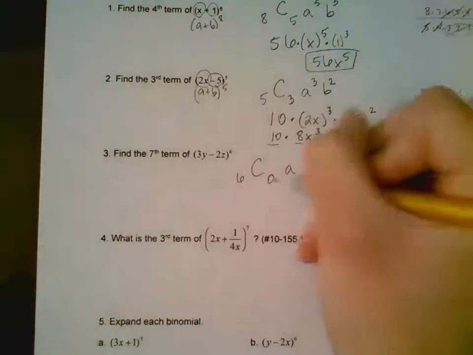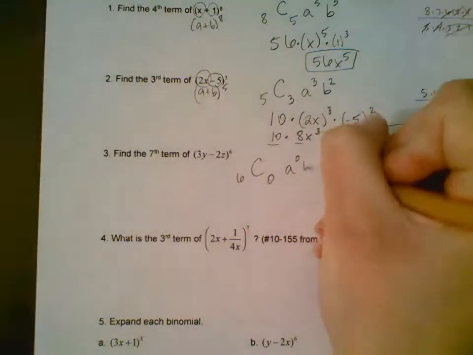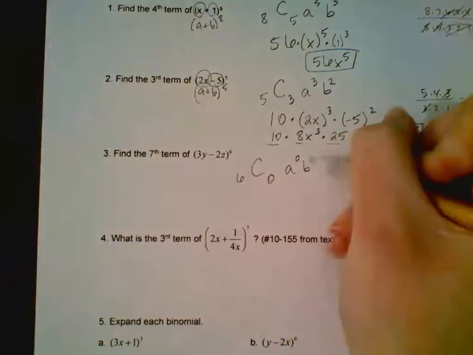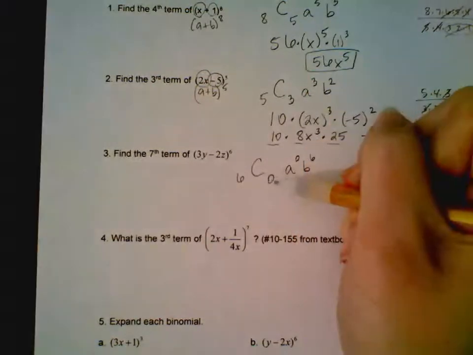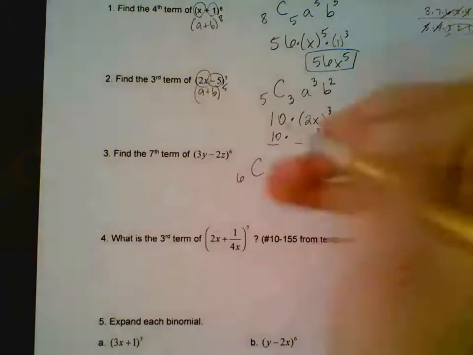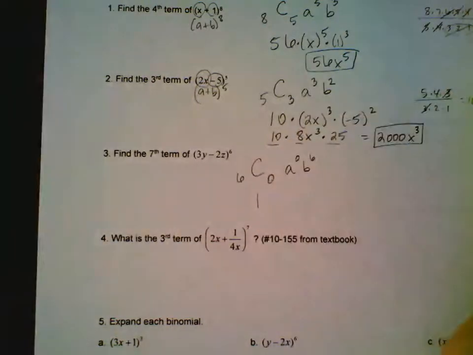My a exponent is going to match this number, and my b exponent, these need to add together to make 6, so this one has to be 6. Right? If I have 6 items and I'm choosing 0 of them, there's only one way to do that, and that's just to not choose any of them.